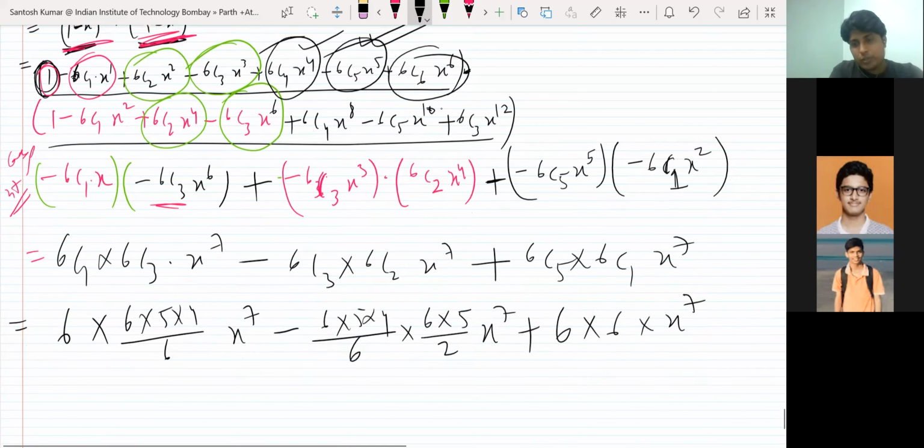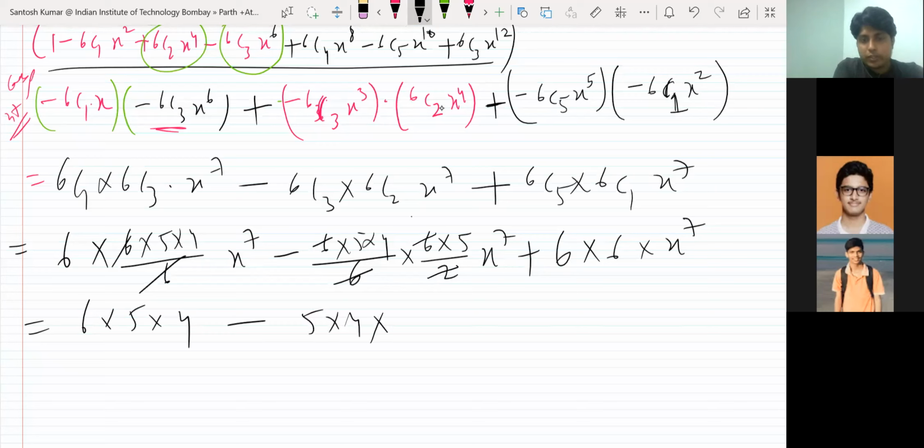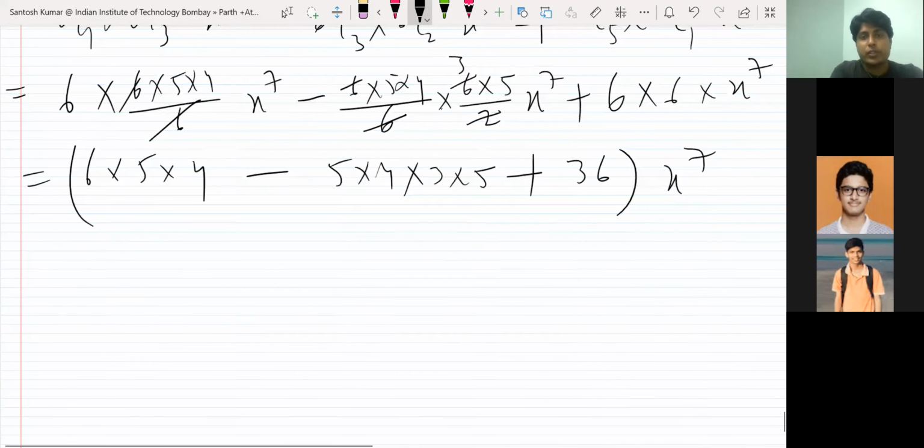Okay. So now you take x to the power 7 common. So this 6 cancels. 6 into 5 into 4, minus this 6 you cancel. So 5 into 4 into this 2 you cancel, 3 times 5. So 5 4 3 5, plus 6 into 6, 36. And outside you have x raised to power 7. So you wanted to get the coefficient. Okay. So you just calculate this number.